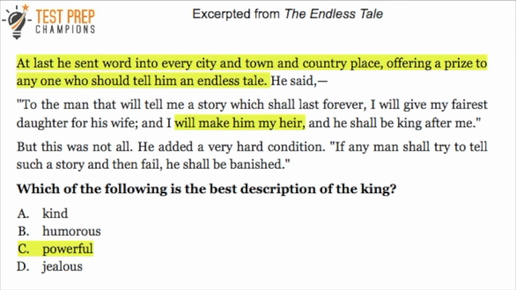So the correct answer here is C, powerful. Now, if the king is going to banish people for failing at the task, I wouldn't consider that an example of someone being kind, so we could take A out. And the first part where I have highlighted, it says, "At last he sent word into every city and town and country place, offering a prize to anyone who should tell him an endless tale." That kind of sounds like he's powerful to me because he's able to communicate a message to the city, town, and country place, and also he's offering a prize here. And he says, "I will make him my heir," meaning whoever wins the task will get inheritance and money or whatever the king has to offer.